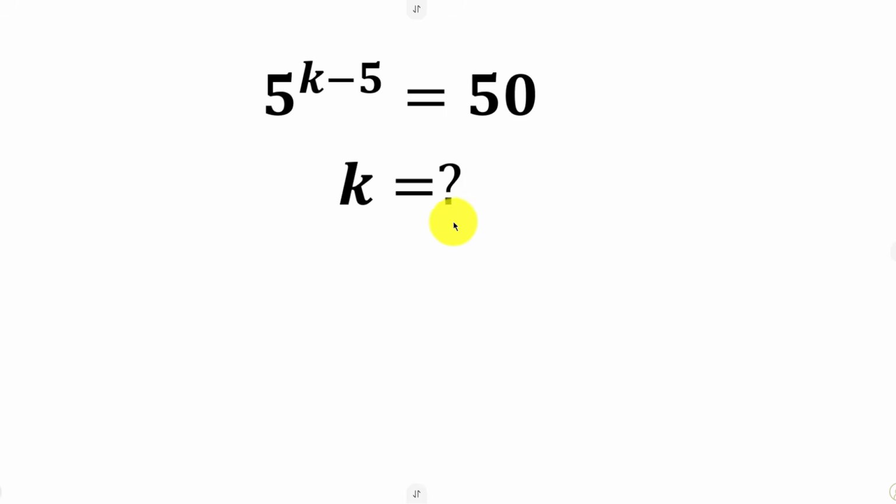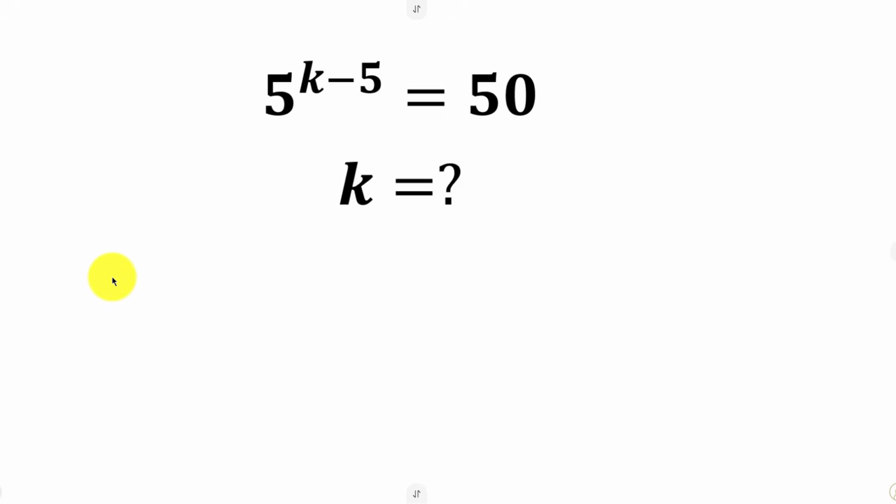We have this interesting question that says find the value of k given that 5 to the power of k minus 5 is equal to 50. Well, our first step will be for us to apply the property of indices to the left hand side.